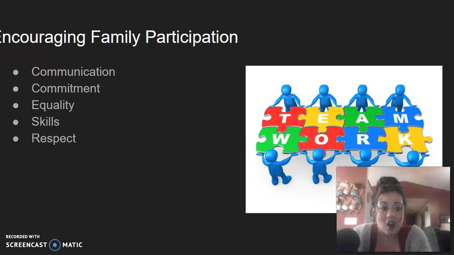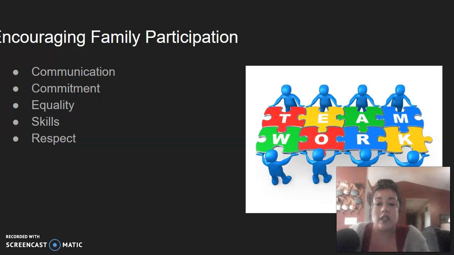Skills means that our teachers need to be educated in helping the parents get the information. They need to know that we have the information that we need to better help their student, their child.